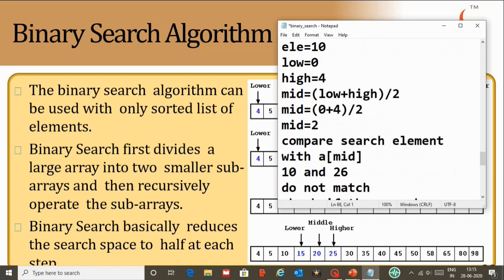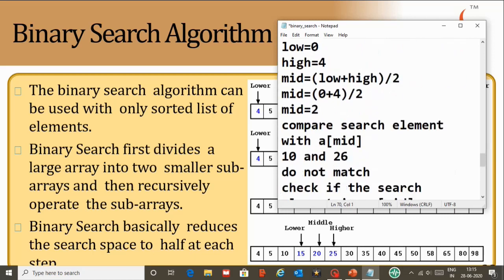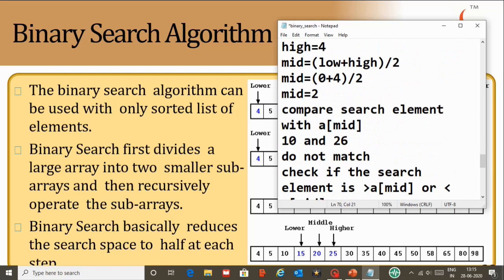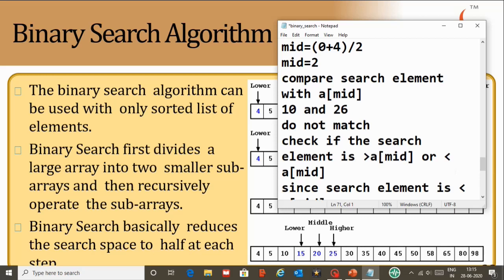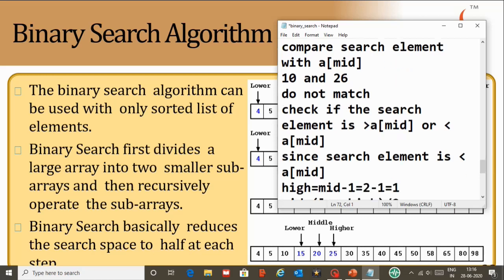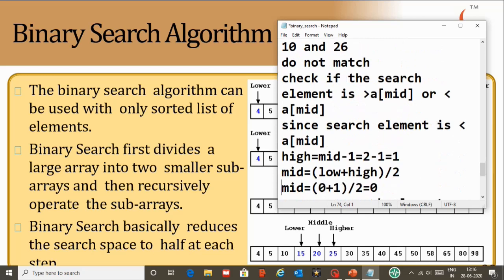Search element was 10. I had entered 10. And mid element A of 2 was 26 over there. You can see A of 2 is 26. So do not match. Then what I have to do? I have to check whether the search element is greater than A of mid or lesser than A of mid. Depending on that, I will change the high and the low value. Since the search element is less than A of mid, I am going to change the high value, which is nothing but mid minus 1, which is 1. That is 2 minus 1.